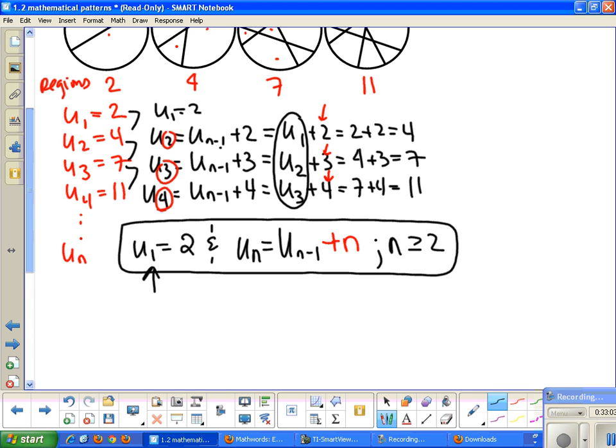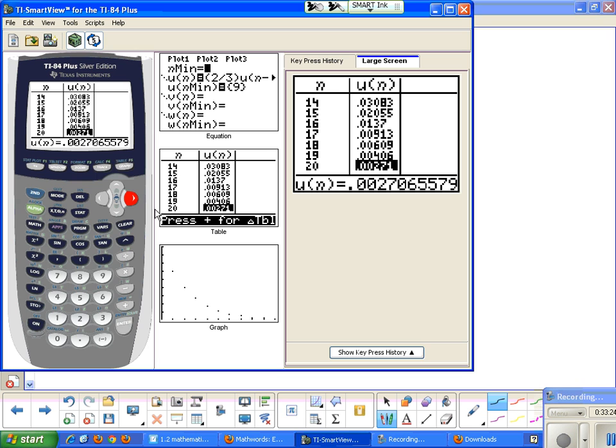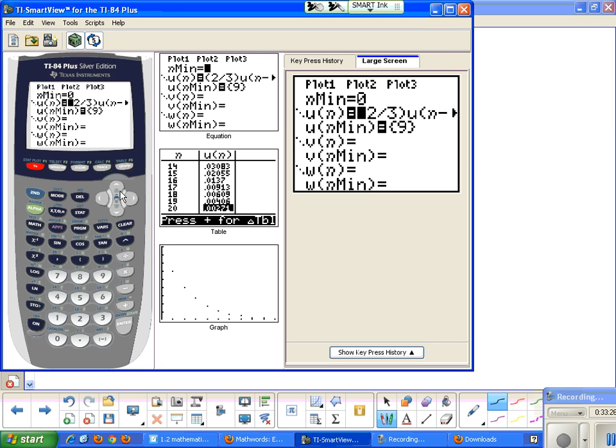So if I want to find out the maximum number of regions that I can have with 20 chords, that means that I have to plug in and find the 5th, 6th, 7th, 8th, 9th, 10th, all the way up until I get to the 20th term. So the easiest thing to do now would be to plug this into my calculator instead of having to do that by hand. So in my calculator, I'm going to go to my y equals.